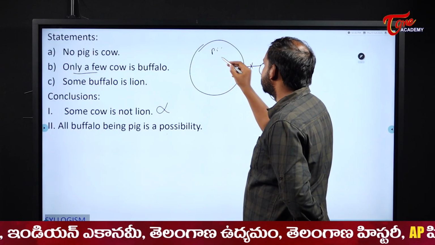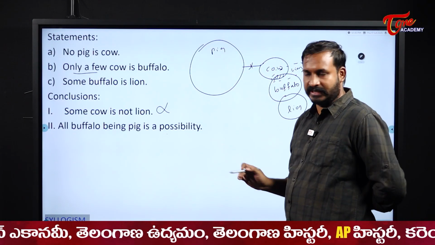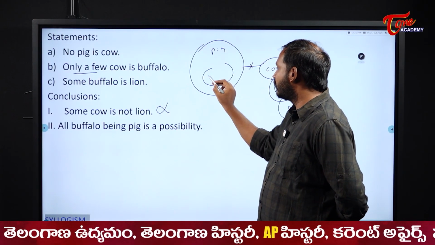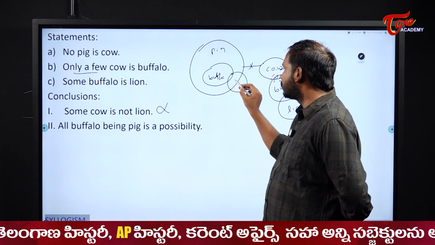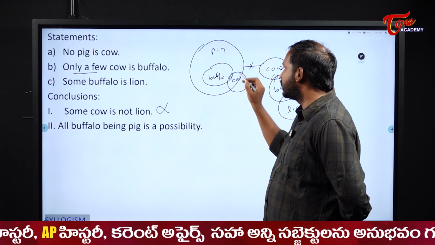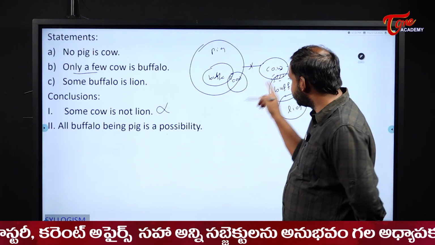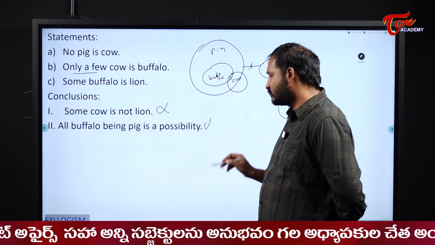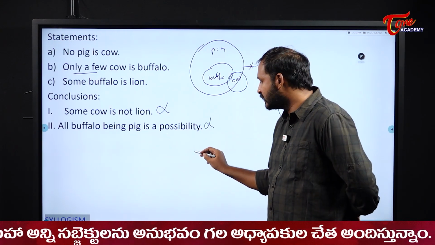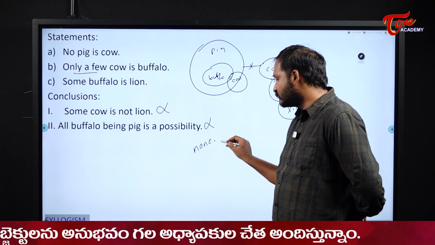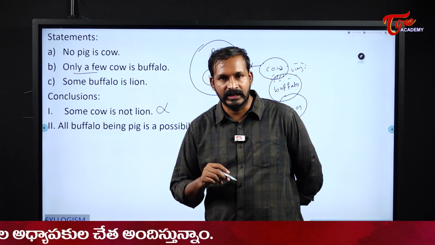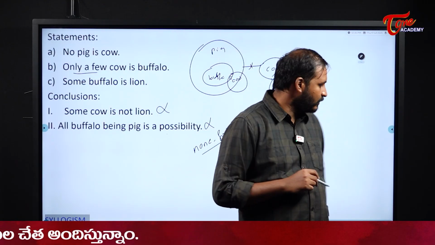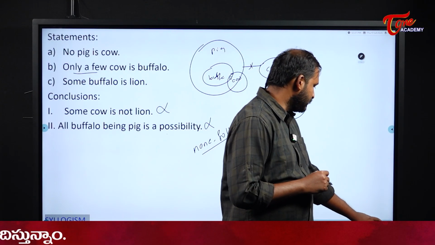Okay, pig is like this. Now I will try to put the buffalo inside a pig. What happens when I put complete buffalo inside a pig? My cows are there, right? Some cows are buffaloes. So cows are intersecting with pigs, which is against my given statement. So this one is also false. So what is my answer here? None follows. None of the conclusions follows the given statements for me here.